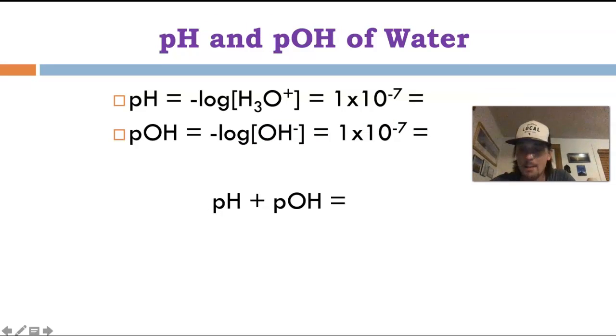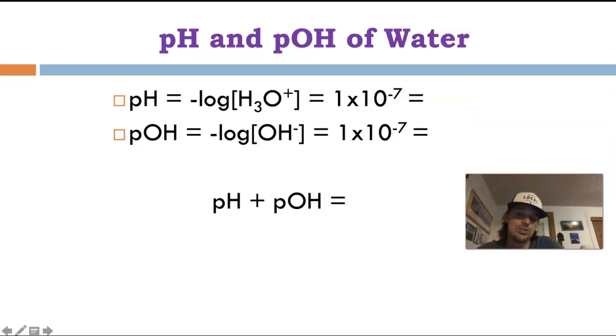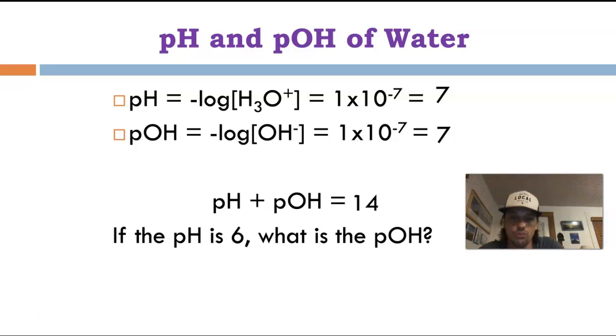pOH is less commonly used in society, but it is used a lot in chemistry. pOH is just the negative log of the hydroxide ion concentration. In water, the pH is 7, so the hydrogen ion concentration is 1 times 10 to the negative 7th. If I take the negative log of that, I get 7. The hydroxide ion concentration is also 1 times 10 to the negative 7th. I take the negative log of that, and I also get 7. So together, they're always going to equal 14.